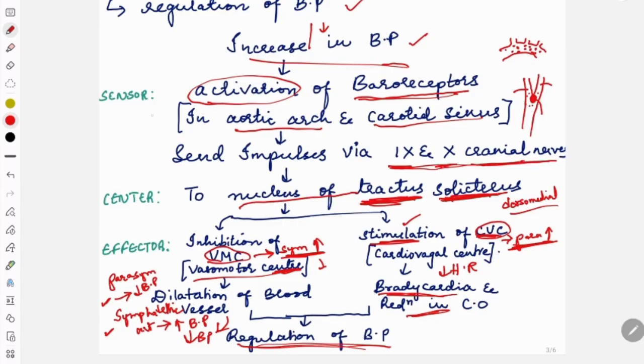So these baroreceptors act as sensors, whereas the nucleus tractus solitarius acts as the center. And these centers, like VMC and CVC, act as effectors. I think you are all familiar with these three names from general physiology, in feedback inhibition. In the negative feedback mechanism, we get to see this example of regulation of BP.